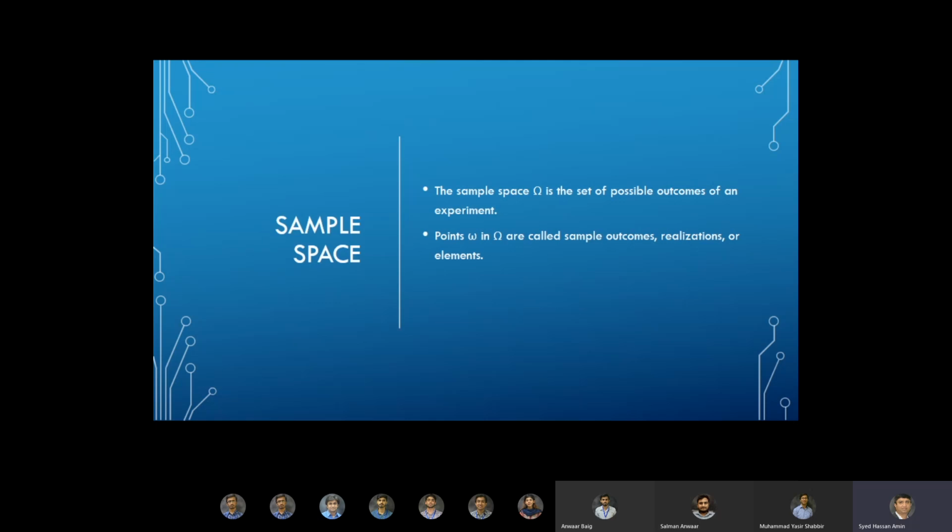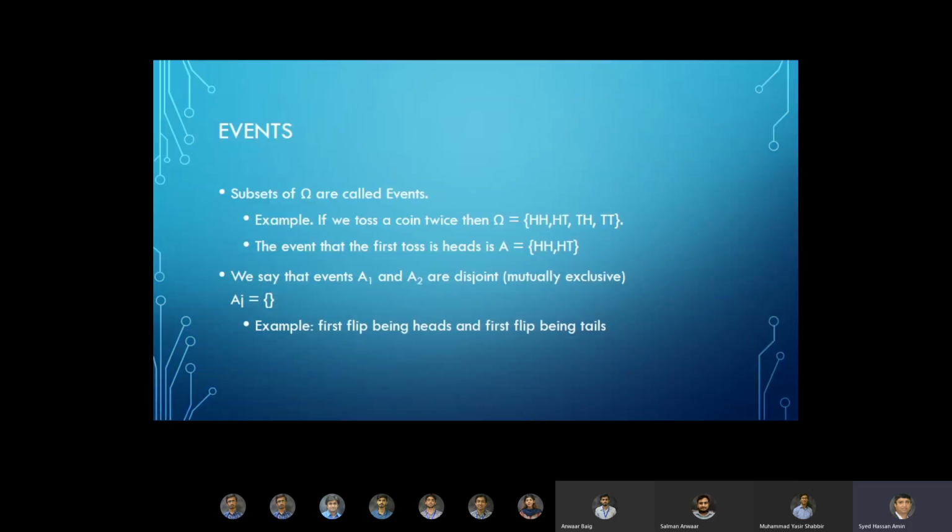A point w in omega is called a sample outcome, realization, or element. So within that sample space omega, there are many points w, which you can call sample outcomes, realizations, or elements. So now we understand what sample space is.